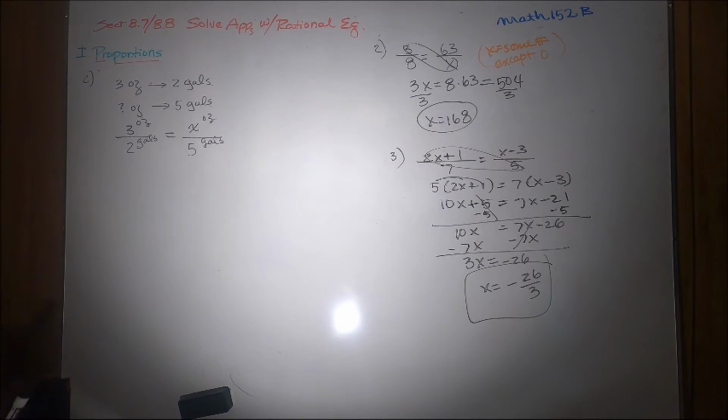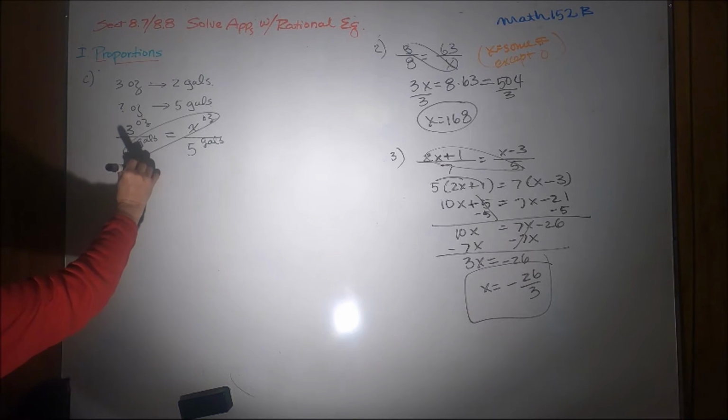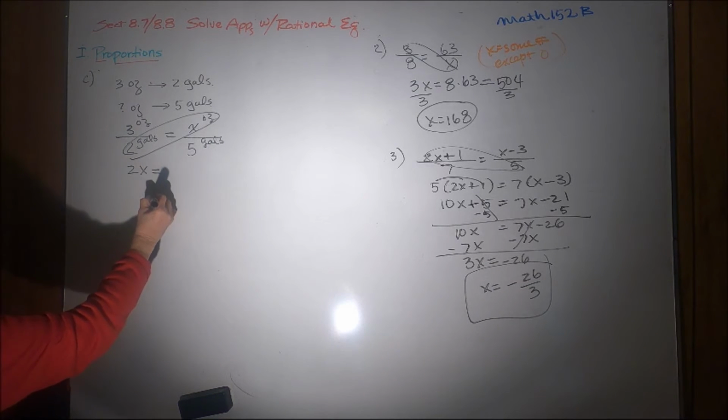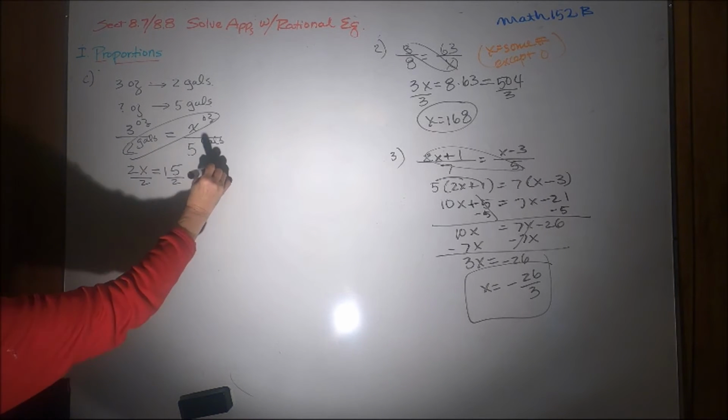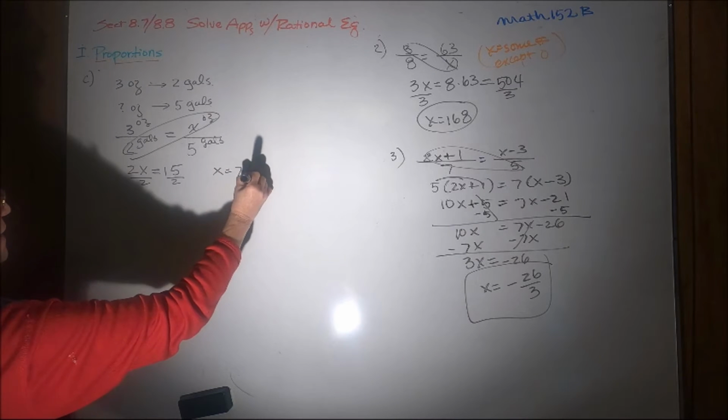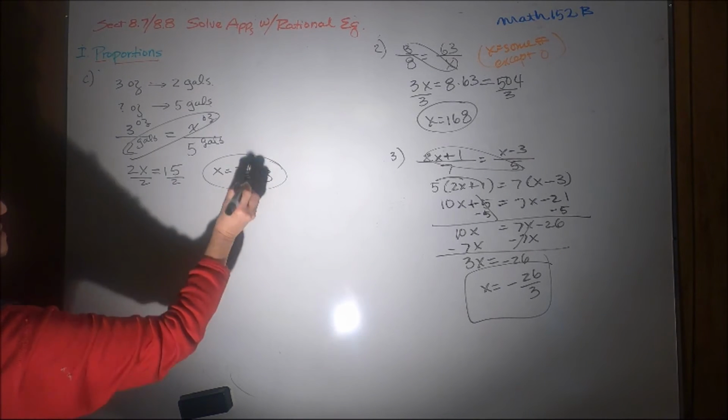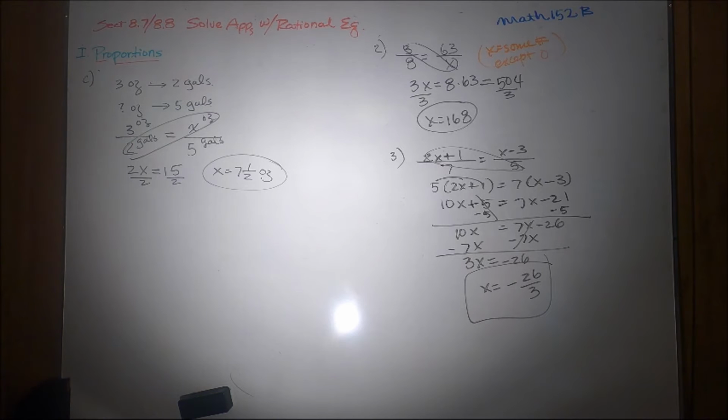So 2 portions are the same, then we use the shortcut. So that would be what? 2x equals what? 3 times 5, 15. Then your x will be what? 7.5 ounces, right? Of the concentrate for 5 gallons of water, right? Let's look at the next one.